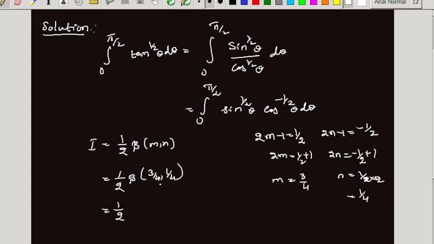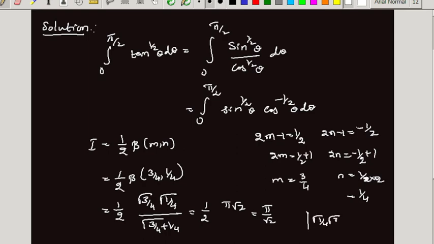This is a relation between beta and the gamma function. We can write it as gamma 3 by 4 into gamma 1 by 4 dividing by gamma 3 by 4 plus 1 by 4. So here if we add, the denominator is nothing but gamma 1, that is 1, and the numerator we can write as pi root 2. So if we simplify this one, pi by root 2. So here we must remember that gamma 1 by 4 into gamma 3 by 4 is nothing but pi into root 2.